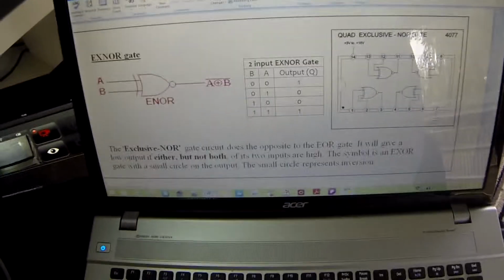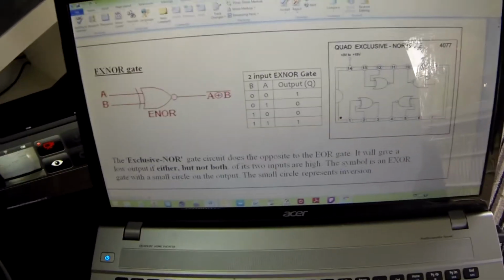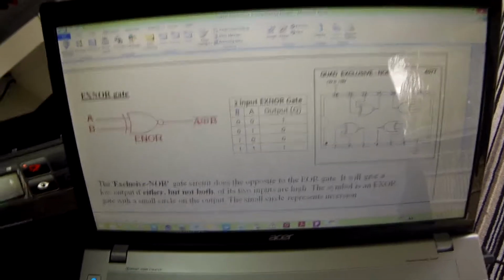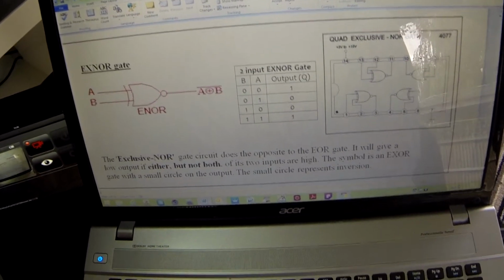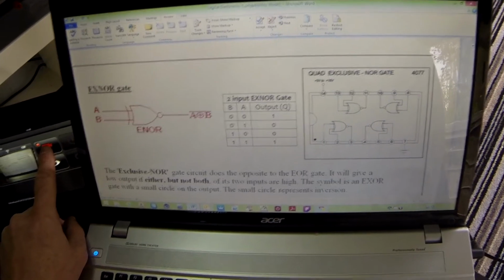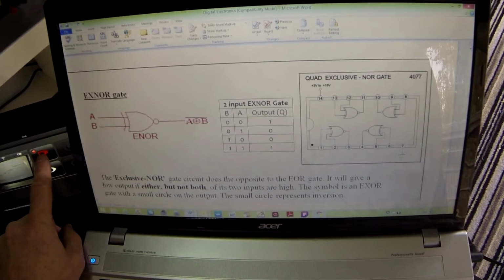These are all the gates that you need to know when designing digital electronics. And what we're going to do, we're going to look at how we can combine different gates to produce different outputs. This is the end of activity 1 and activity 2.